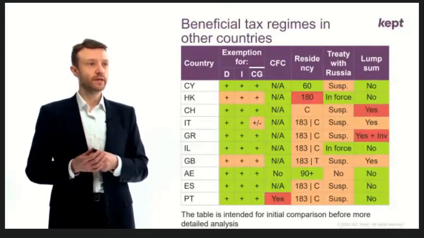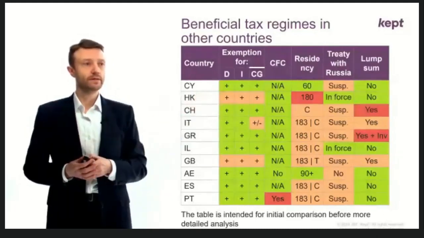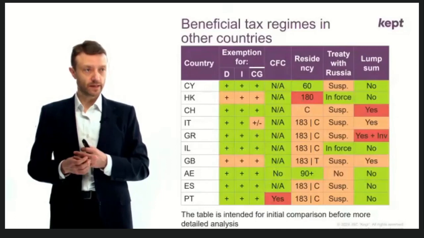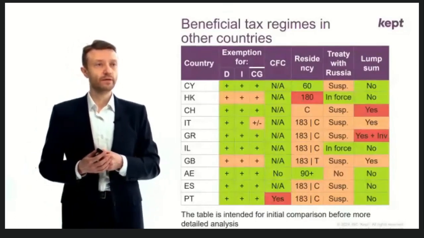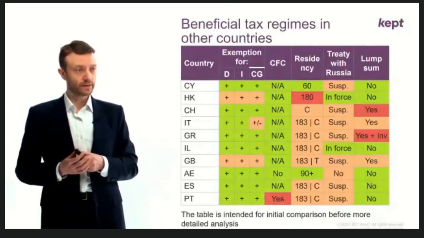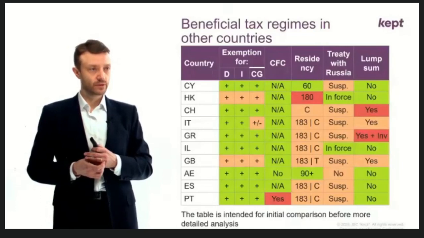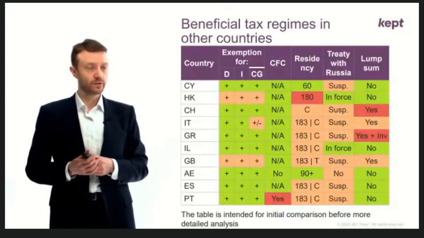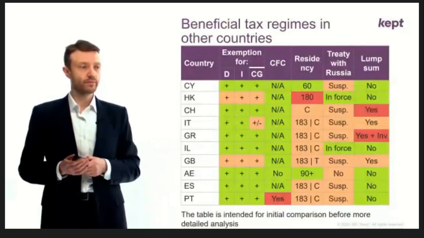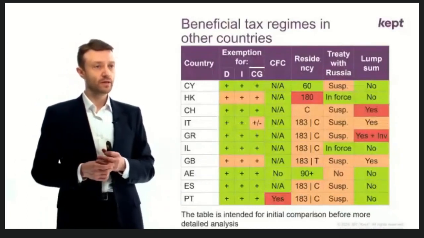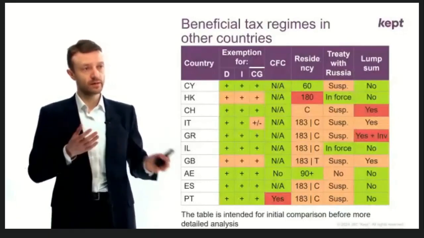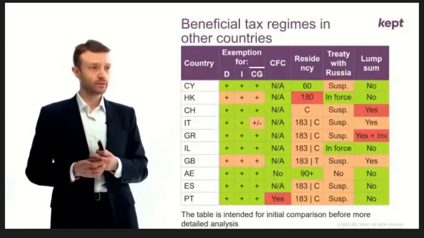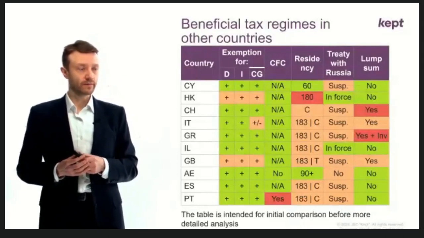For example, Cyprus. We see Cyprus is on the top of the list, and the first few columns represent exemption for dividends, income, and capital gains in Cyprus under the so-called non-domicile regime for individuals. The residency conditions are not very strict. In some situations, provided some other conditions are met, it is sufficient to stay in Cyprus for only 60 days. Unfortunately, the treaty with Russia is suspended, which for businessmen with Russian assets makes this location less beneficial than it used to be. But some beneficial regimes require lump sum payments, while Cyprus does not. We see here that Cyprus is very competitive compared to other countries.